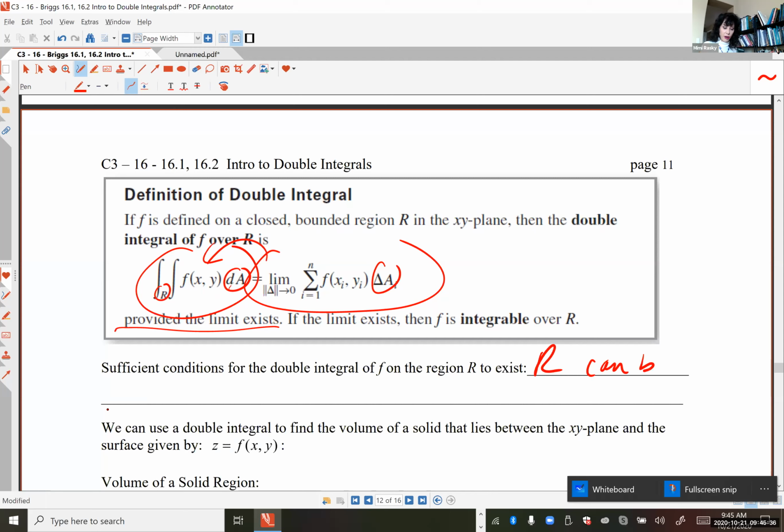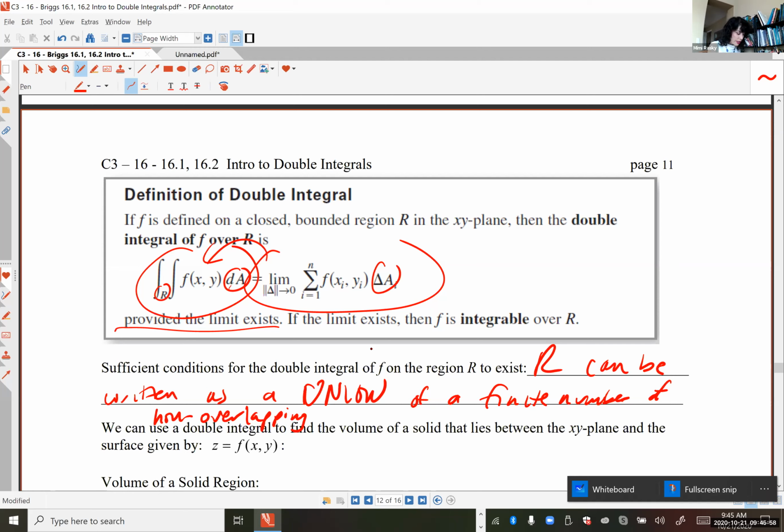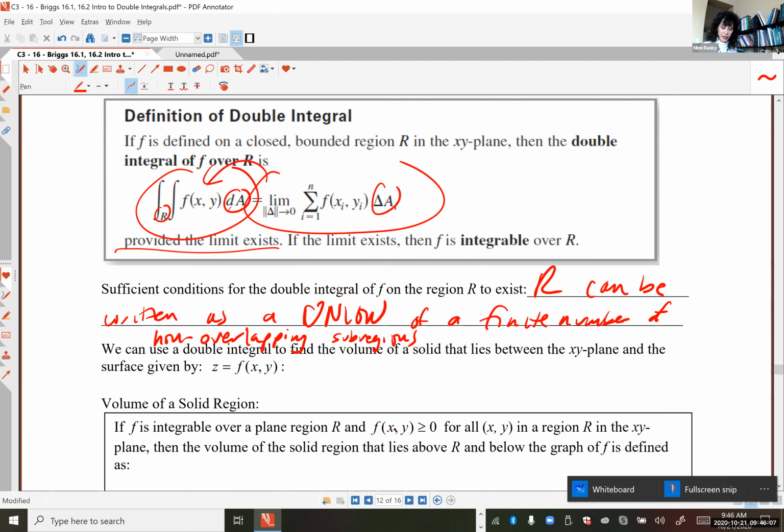R can be written in a very special way as a union of a finite number of non-overlapping regions. It has to be kind of pretty, otherwise it's not going to work. Now, we're not going to run into any times where our regions aren't going to be like this, so don't worry about it, okay? I'm just trying to give you the official definition.